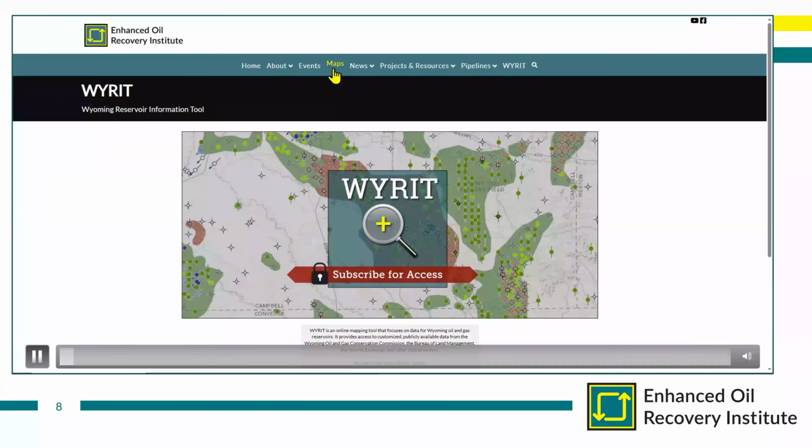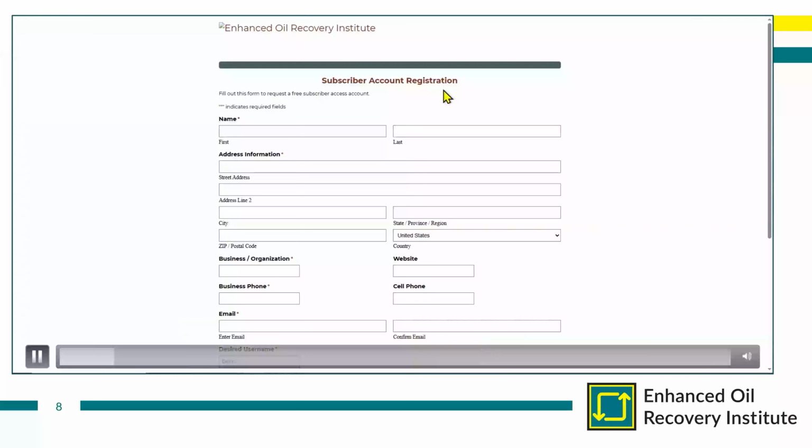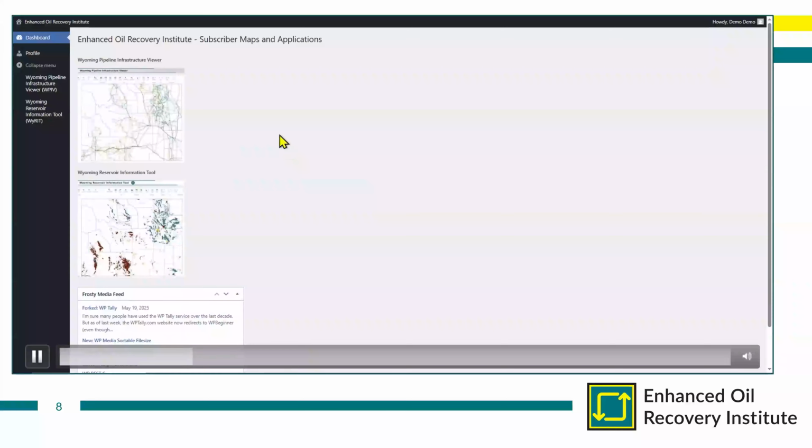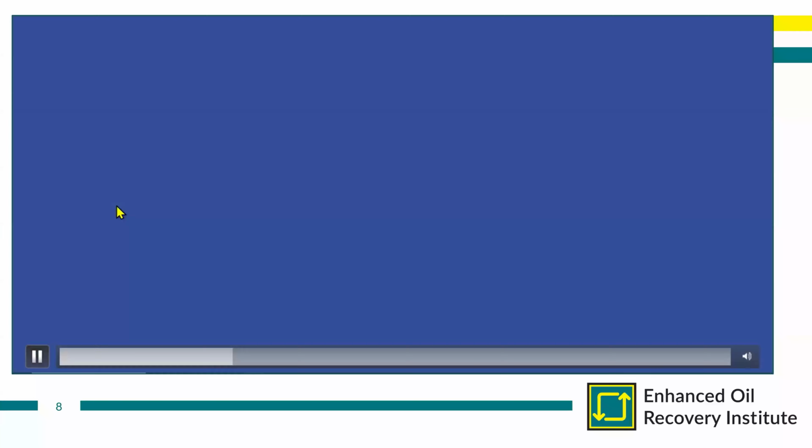Here is our website, and that green banner at the top has the word maps. You're going to click on maps, and if you haven't subscribed, you're going to click on that red banner, Subscribe to access the maps, filling out that form. Don't forget to click on that data disclaimer and click submit. Now, if you are freshly subscribing, you have to wait for that activation email before you can log in. Here are some thumbnails. You can click on that WYRIT thumbnail, and this is the application building.